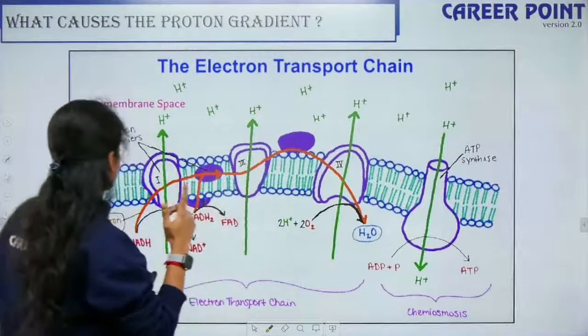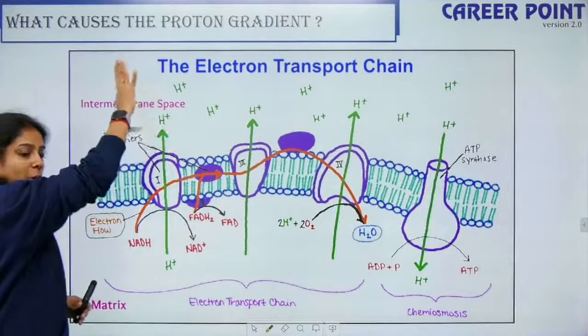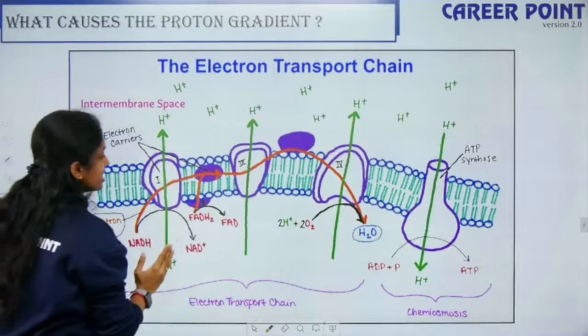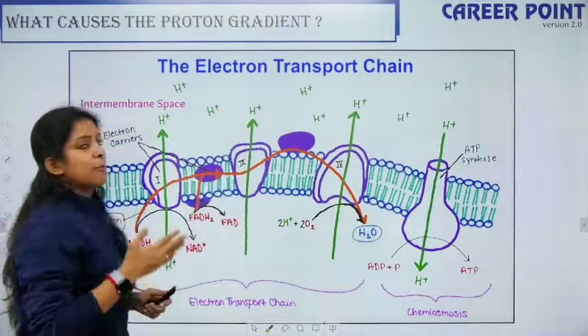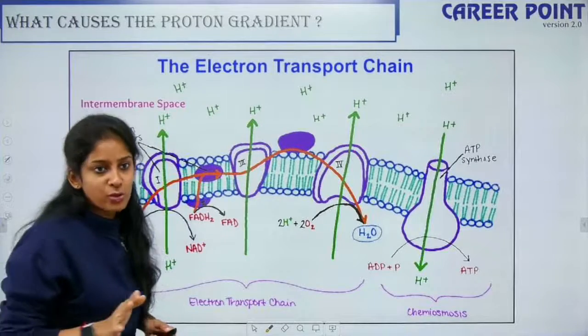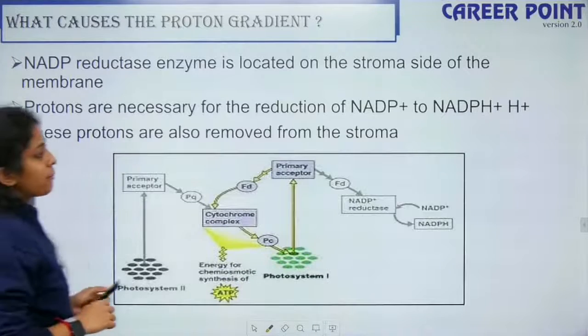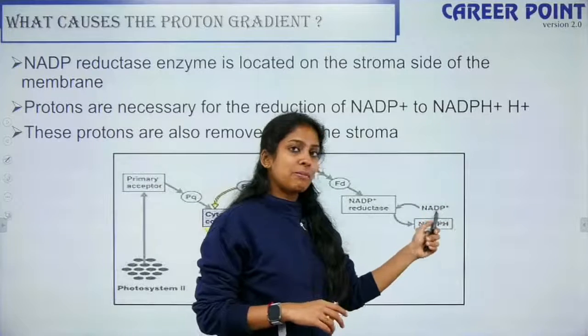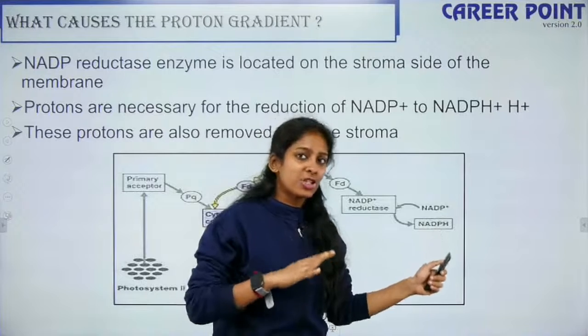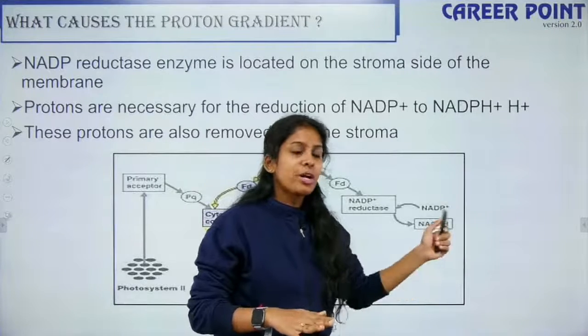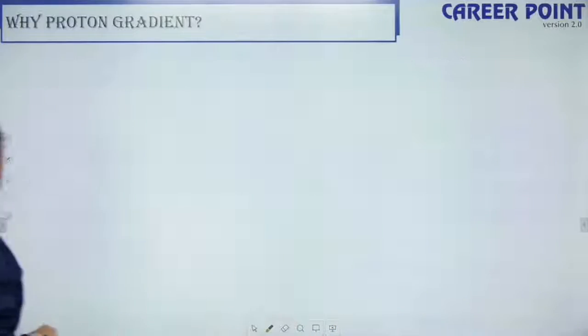So first of all, splitting of water has happened, so you have more H plus. The second reason is that the electrons are carried with the help of your H plus ions, so your H plus ions are more, right? The third reason is that the NADP reductase reaction happens, so this one. NADP plus gets converted into NADPH plus H plus, right? So again you have H plus accumulation.